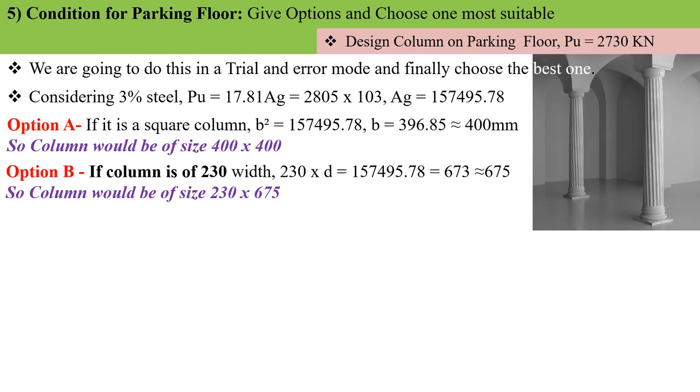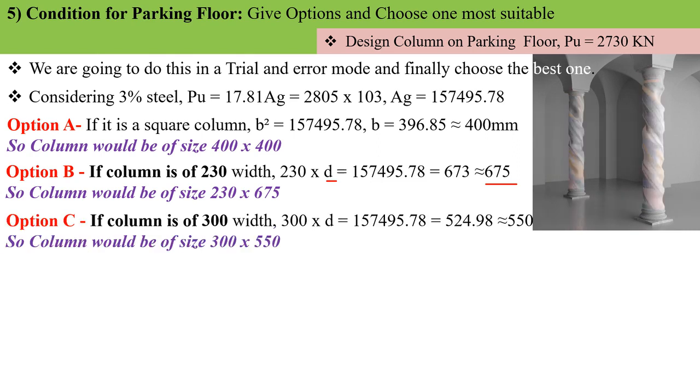So when I do the same, 230 multiplied by D, where D is what we need to calculate, and the gross area we already know. So I'm getting approximately 675 mm as the dimension. Right, so 230 by 675, that is option 2. I think the column is going to look very different with 230 by 675. So let's go for option C.